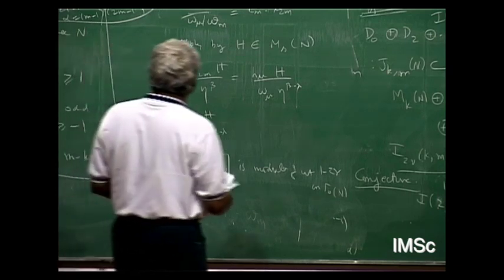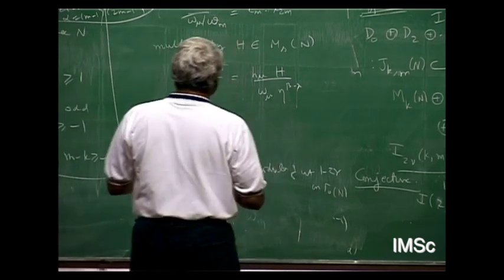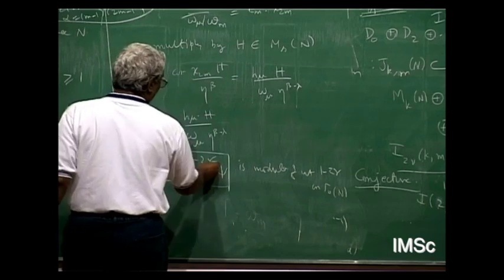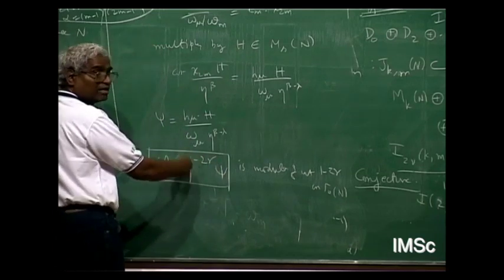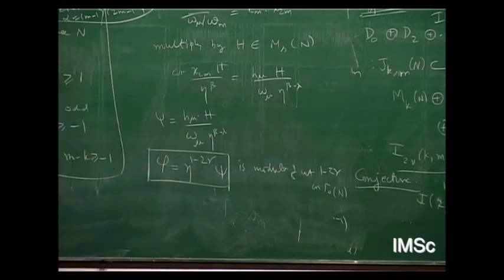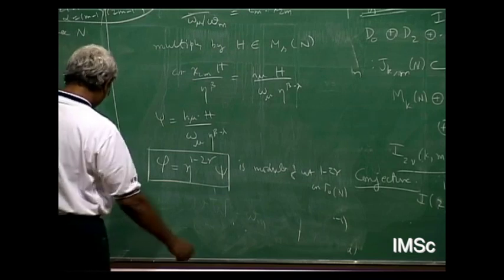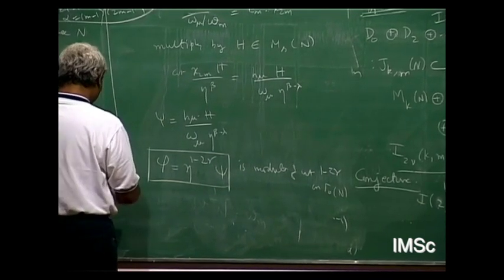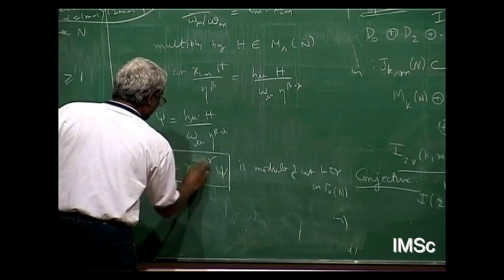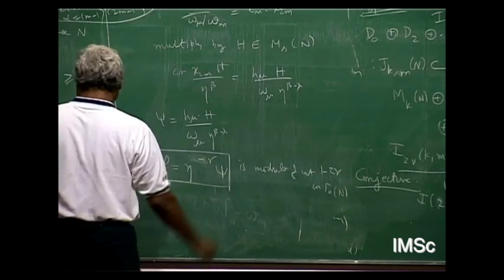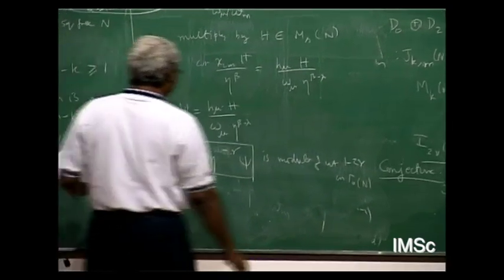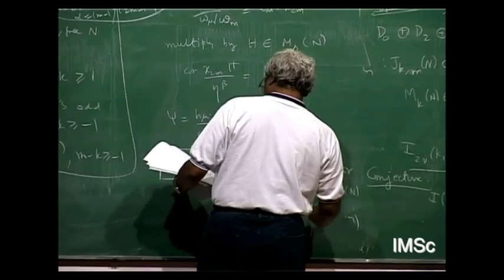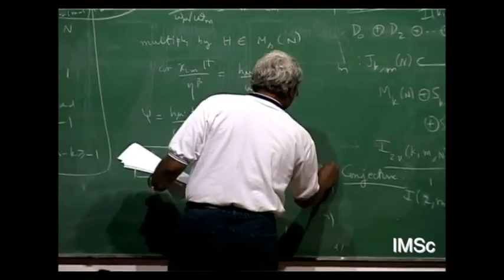Then we will go to the cases. So naturally, whenever r is greater than 2, this will become negative weight. Therefore, something is wrong, I think, eta power minus r, sorry. Eta power minus r, then it is a modular form of weight 1 minus r by 2.